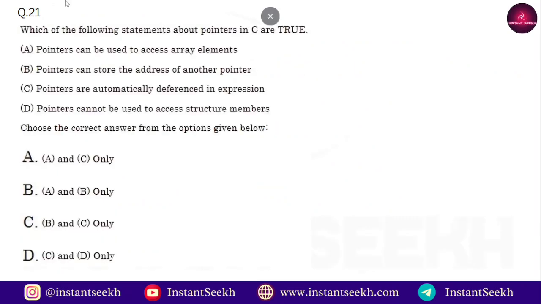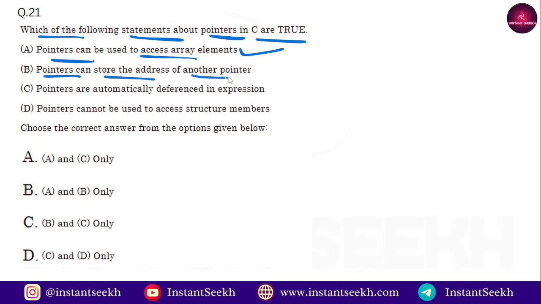Next we have: which of the following statements about pointers in C are true? Let's check one by one. Pointers can be used to access array elements. Yes, it is true. Pointers can store the address of another pointer. Yes, it can be another pointer, it can be a variable. This is also true.